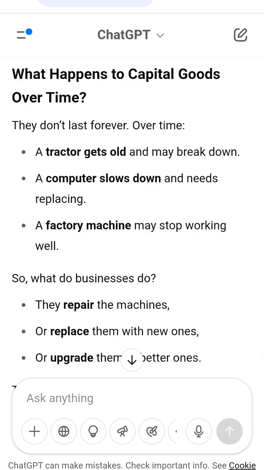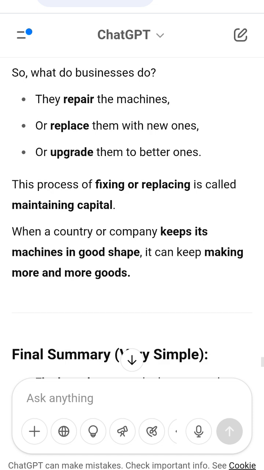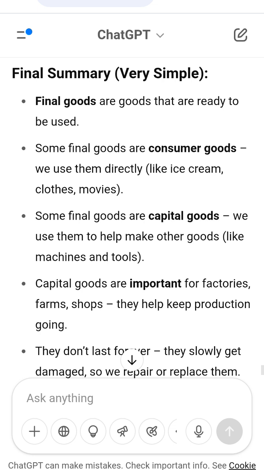Capital goods are important for factories, farms, shops. They help keep production going. They don't last forever. They slowly get damaged, so we repair or replace them. Keeping capital goods in good condition helps a country keep growing.